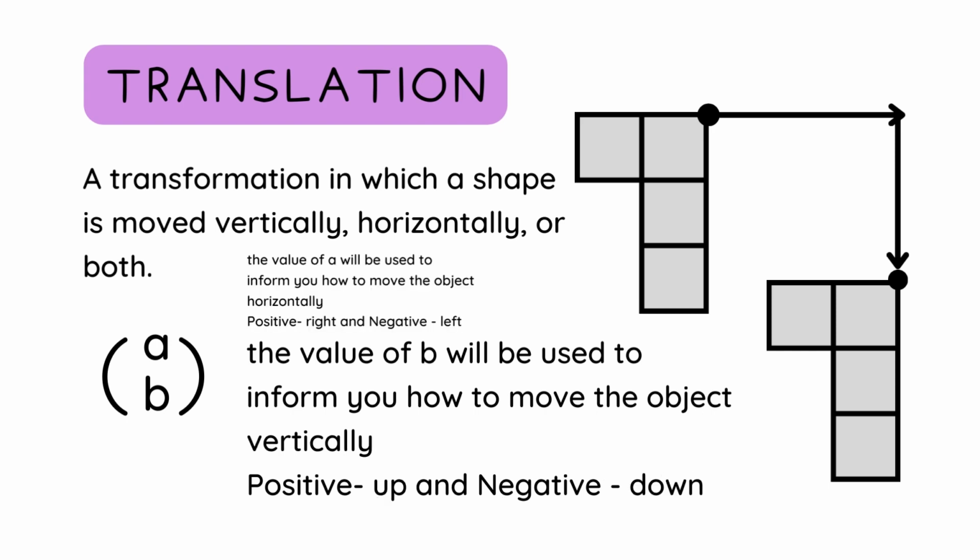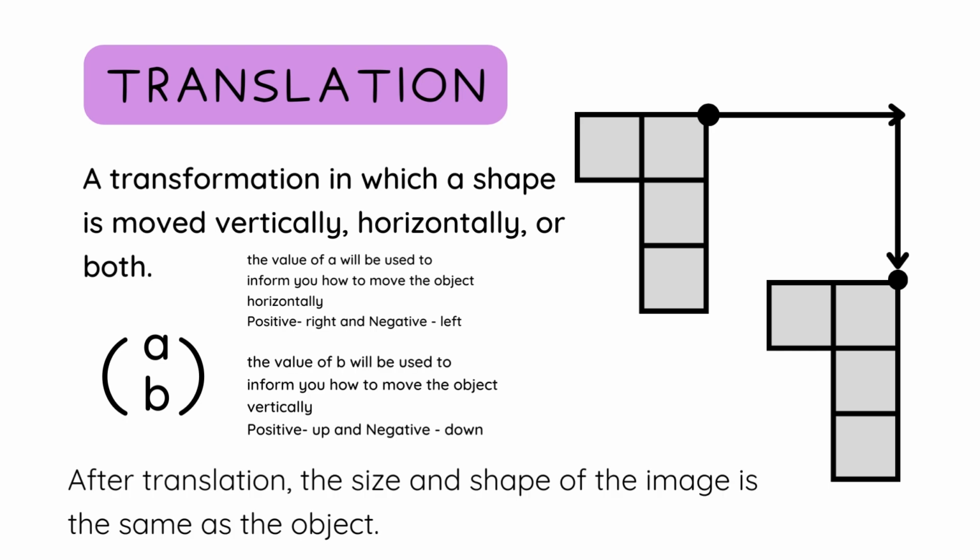And then after that, the value of B. The value of B will be used to inform you how to move the object vertically. Vertically means that you can move the object up or you can also move the object down. If it's up, move up, right? So positive. If you're dealing with a positive number for the B, then you will move the object up. And then if the value of B is negative, then you just need to move the object down.